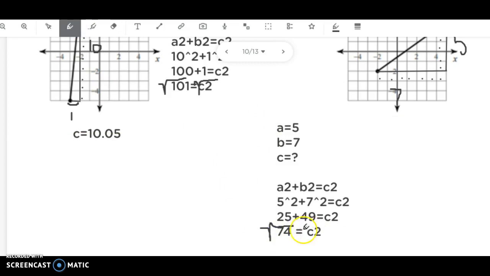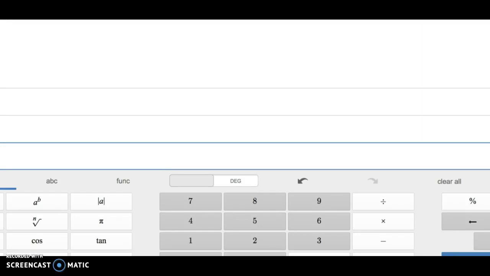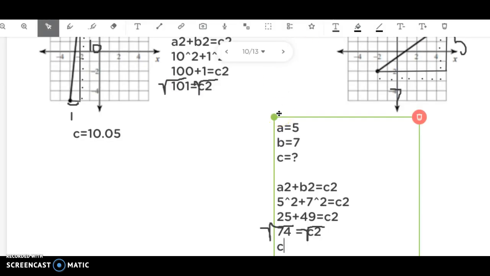Now, I want you all to please take note that I've already solved for the square root of 74, but I am still showing my work. My expectation is that you all show your work. Don't just put the answer on there. I need to see every step, and I just showed you guys 8.60. I did that at the calculator a second ago. So that's C equals 8.60.